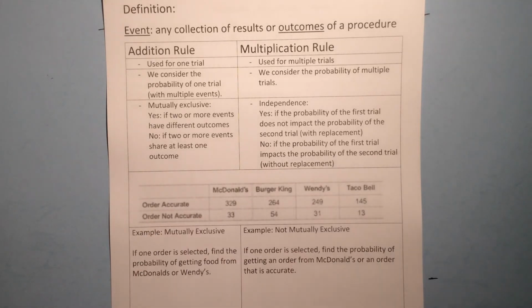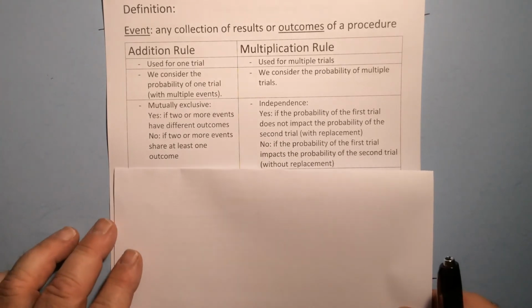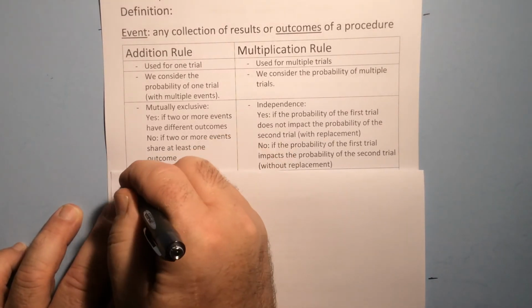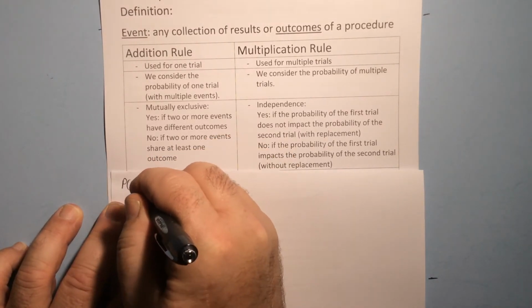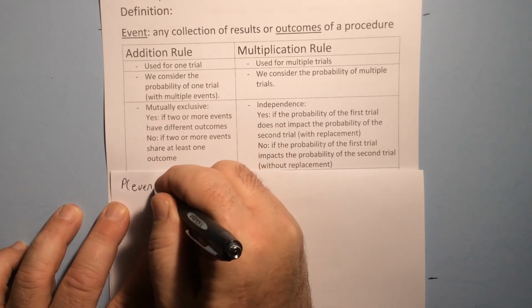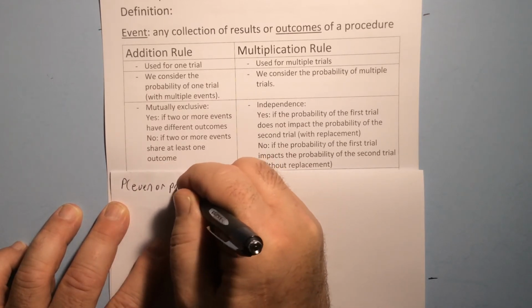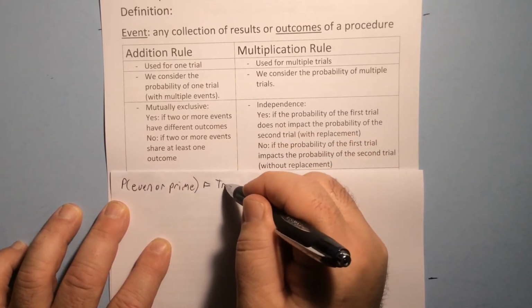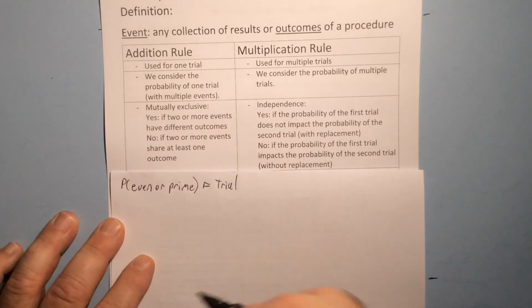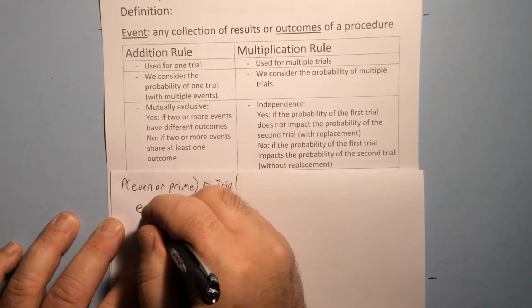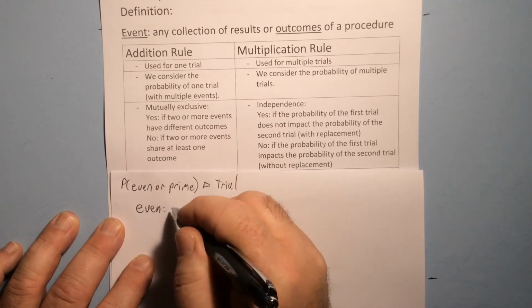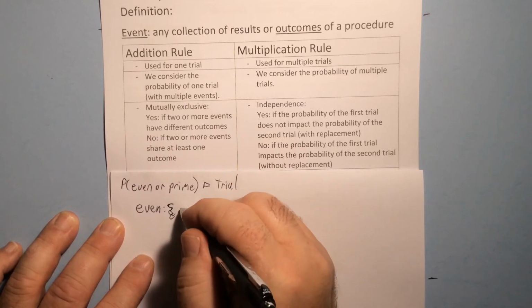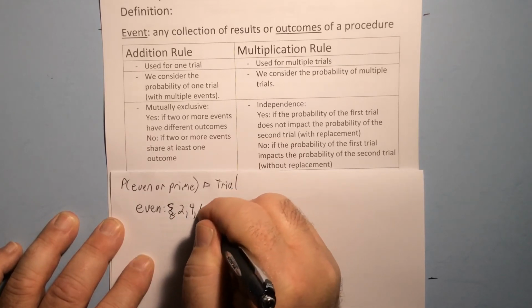So what is an example of an event that's not mutually exclusive? Let's take a look. I'm going to use the sample of the die again. So let's say I want the probability of rolling a number that is even or prime. So this is my trial. And what are the events? The events are rolling an even number. What are my outcomes here? My possible outcomes for the event of rolling an even number are 2, 4, and 6.